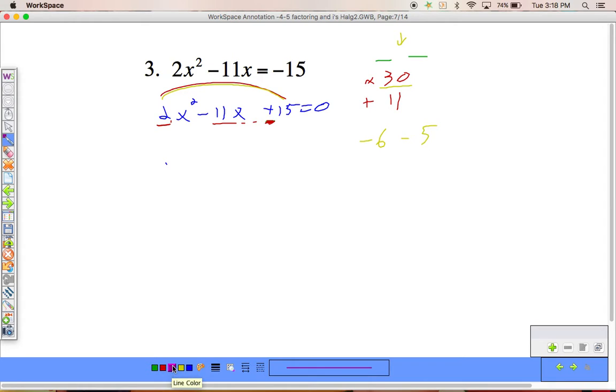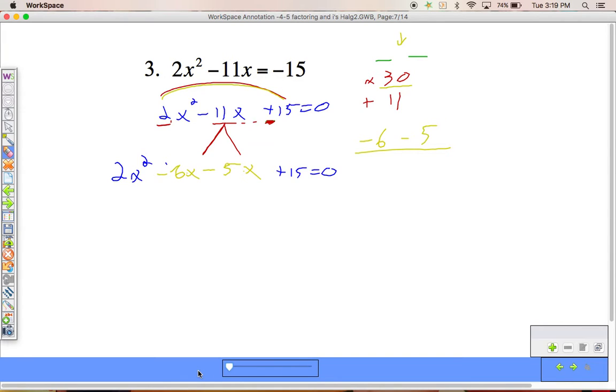All right, how this is going to help us. I'm going to rewrite the first term, and I'm going to take apart the middle term. Instead of a negative 11x, I'm going to use these two. I'm going to go minus 6x minus 5x, because negative 6x minus 5x is a negative 11x. All I'm doing is rewriting the middle term into two terms. And the two terms we chose were negative 6 and 5.